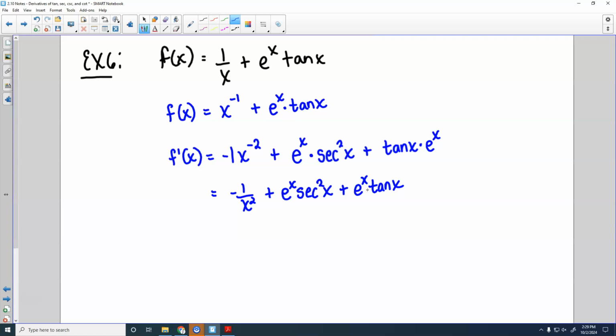The biggest mistake I see kids make most of the time is that they don't use product rule. They just take the derivative of each piece. They'll just say derivative of e to the x is e to the x, derivative of tangent is secant squared x, and they'll leave that as the answer. So just make sure when you see two things multiplied that both have variable parts, you've got to use the product rule for that. Okay, questions?